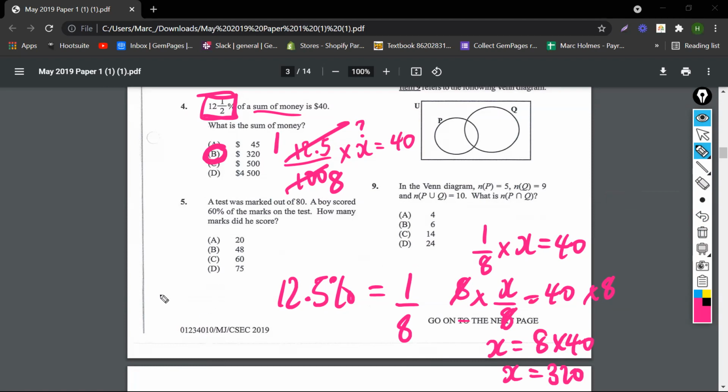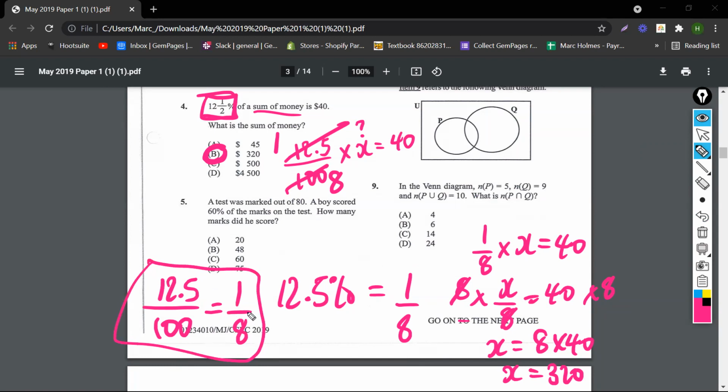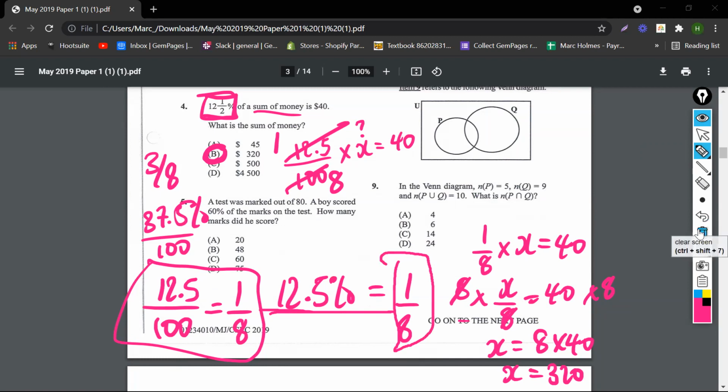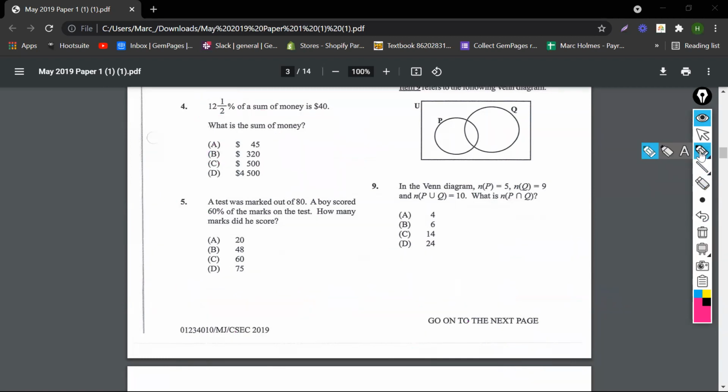So that's prep school stuff, guys. To me, actually, 12.5 over 100 is definitely 1/8. Please remember that if you can. That's worth remembering, guys. It really is. Another thing too, guys, 37.5% is also 3/8. That's worth remembering, guys. It really is. So that would make your life easier as well if you remember that 12.5% is 1/8. Cool. So the answer for this one is B. I think I gave every logical reason to why it's B.